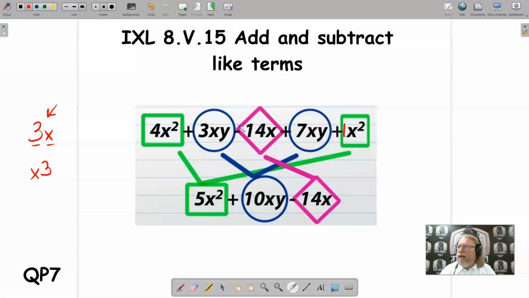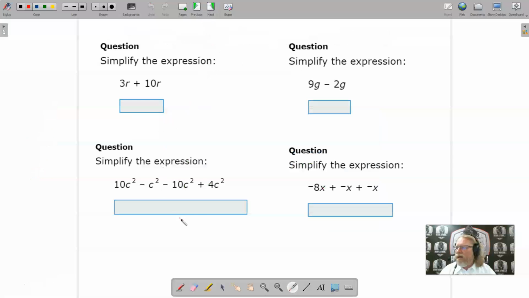So let's go ahead and move along to our first question. Here it says to simplify the expression. Remember, simplify means we get it down to where there are no grouping symbols and all like terms have been combined. So with that said, we have a term of r and a term of r. Both 3r and 10r are like terms. We can combine them. So we will add together the 3 and the 10. And 3 plus 10 is indeed 13. 13 what? 13r. Have to bring the variables along for the ride.